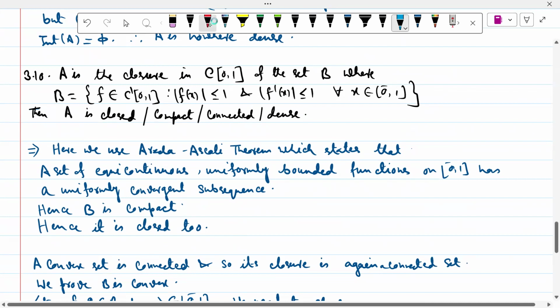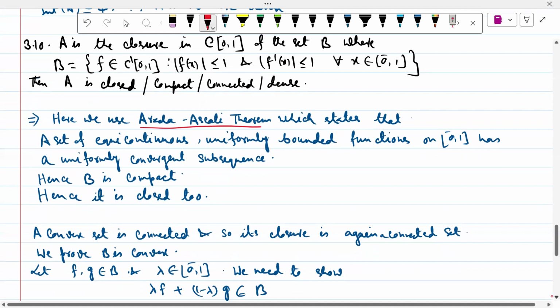What does the Arzela-Ascoli theorem say? It says that a set of equicontinuous, uniformly bounded functions on [0,1] has a uniformly convergent subsequence. And whenever you have a uniformly convergent subsequence, then the set has to be compact. So look here, B, the first condition is |f(x)| less than 1. So it is equicontinuous and it is also uniformly bounded. So continuous and bounded, therefore it is compact. This set is compact. Since it is compact, it is closed.